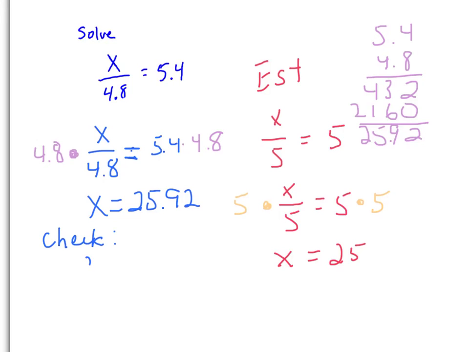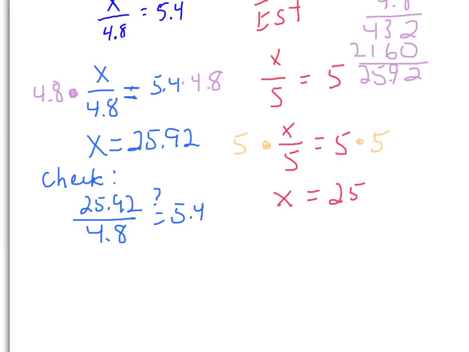I'll say 25.92 divided by 4.8. Does that equal 5.4? Well, I'll need a little more room to check that out. So I'll go ahead and do that division over here. I'll say 259.2 divided by 48. Let's see if that comes out at 5.4. Let's just go ahead and assume that it does.